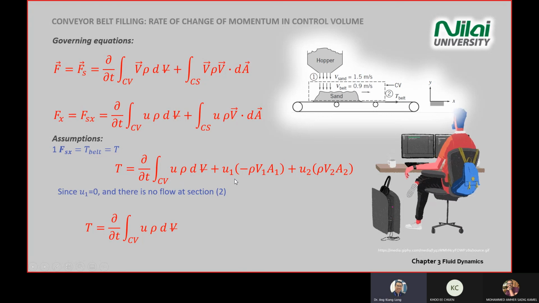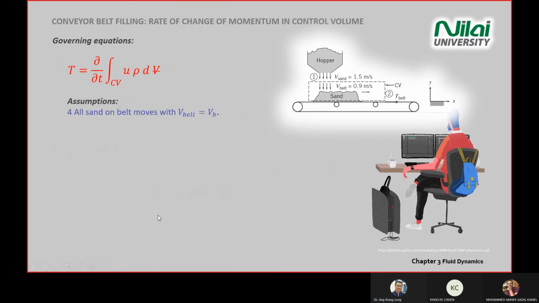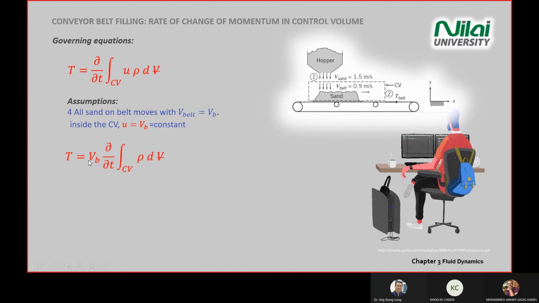Clear, Ku and Amir? Yes, sir. Okay, so you reduce to T equal to your control volume integration. Then you just replace the velocity that you know. In this case, your U is equal to your belt velocity, so you can pull your U outside and replace it with the velocity of the belt. And the rest is just integration steps.